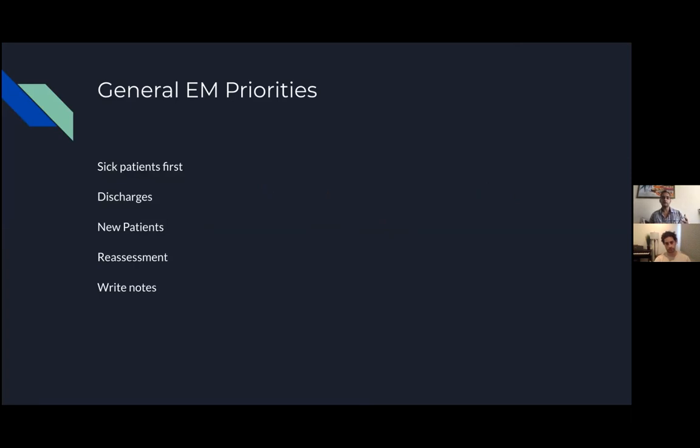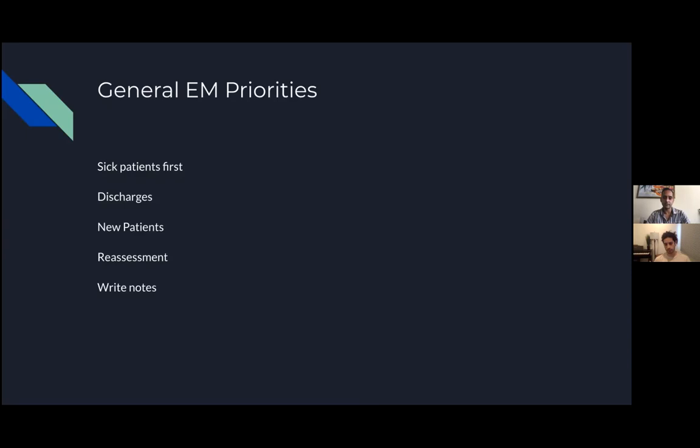This is how you want to prioritize all the activities and patients that you see in the emergency department. So number one is the sickest patients first. No matter what, it's your responsibility to work and treat sick patients. After that is discharges. So the moment you can discharge a patient, you should discharge them.